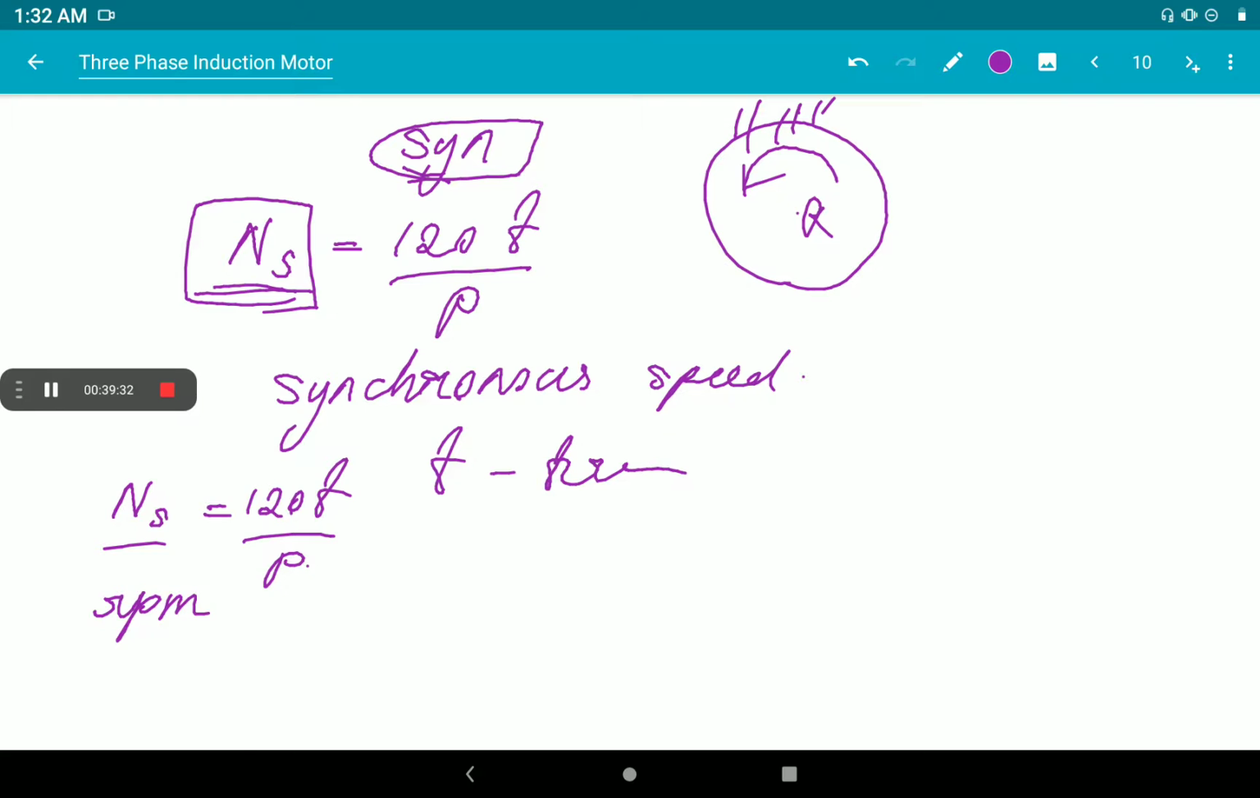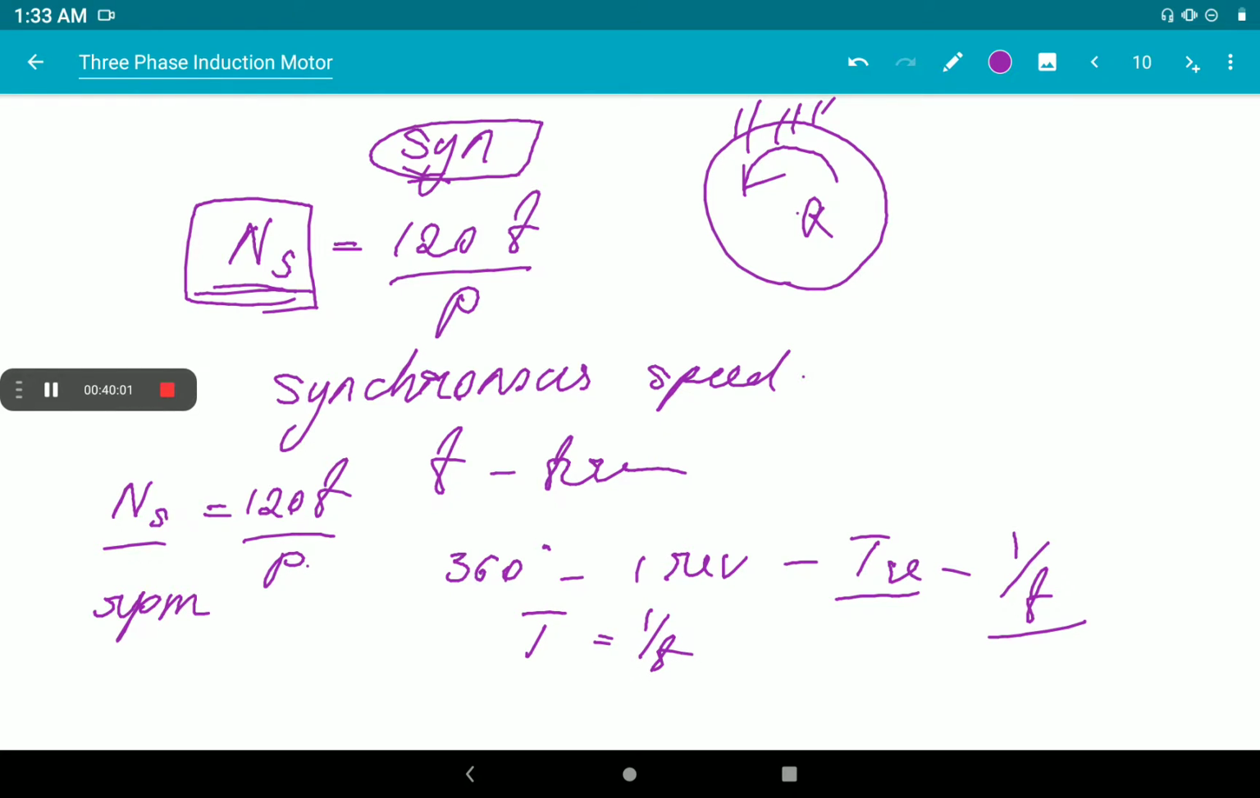We know that one revolution is 360 degrees. In t seconds, what will be the number of cycles? We represent it as 1 by f cycles per second. T is equal to 1 by f, which we have already studied, the frequency.